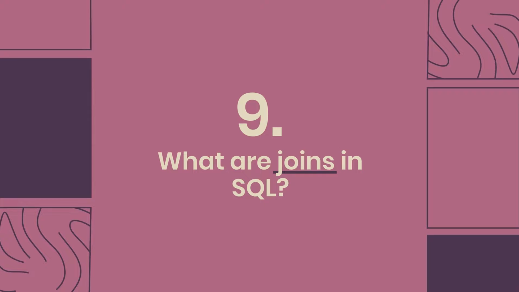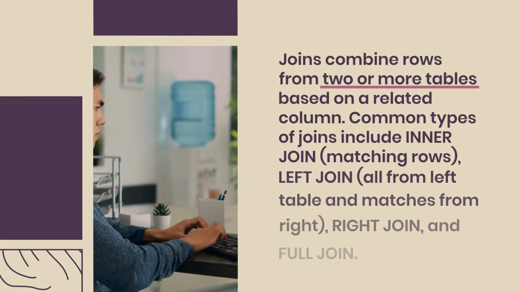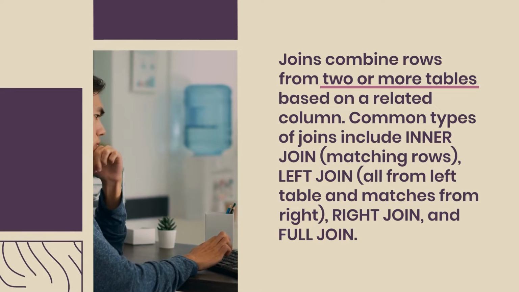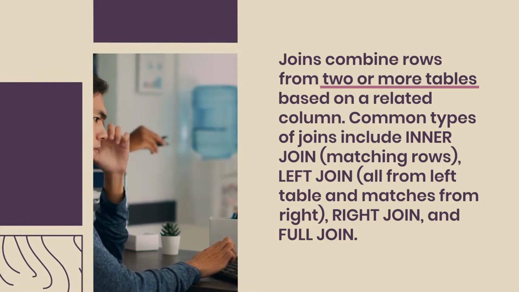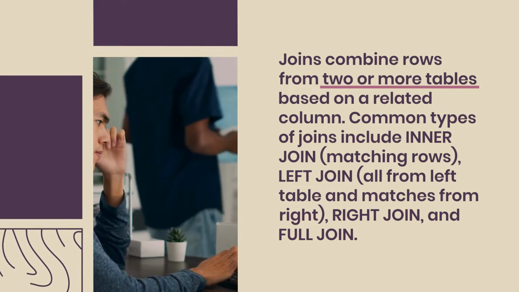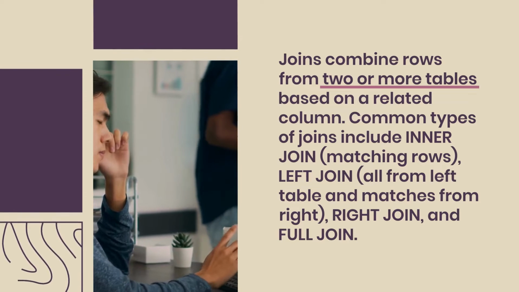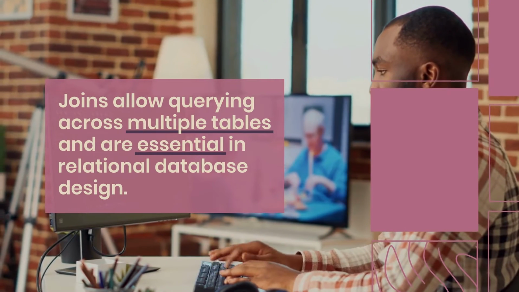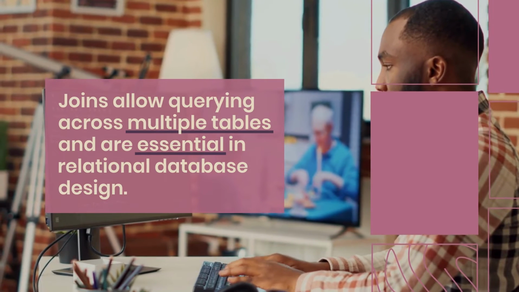9. What are joins in SQL? Joins combine rows from two or more tables based on a related column. Common types of joins include inner join, matching rows; left join, all from the left table and matches from the right; right join; and full join. Joins allow querying across multiple tables and are essential in relational database design.